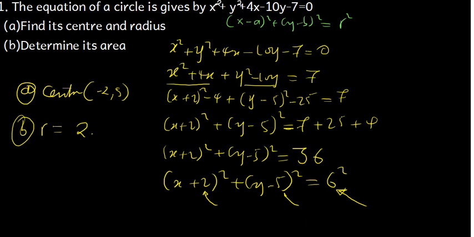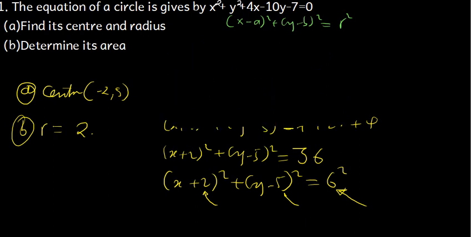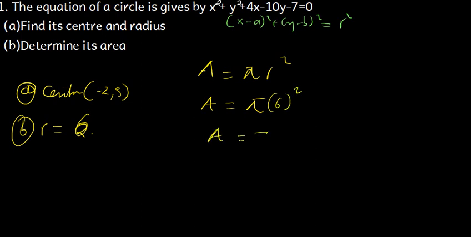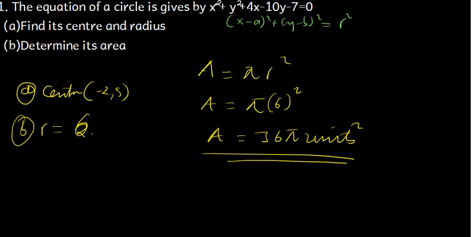Now, to determine its area, how do you find the area of this thing? We know that for a circle, the area is given by πr². And so the area is going to be given by π times the radius. The radius is not 2. This was a 6 which was squared. Sorry, that is not it. So the radius is 6, and therefore the area is 36π units squared. Whatever the units, if it's centimeters, the units are going to be squared. If it's meters, the units are going to be squared also.